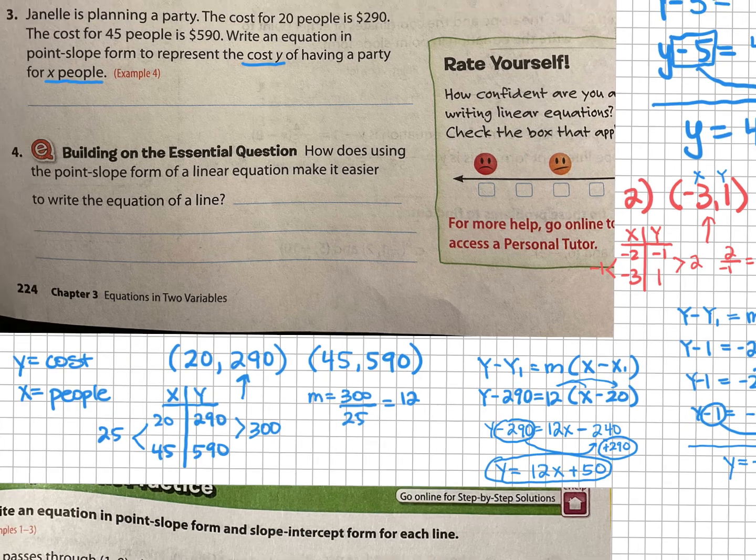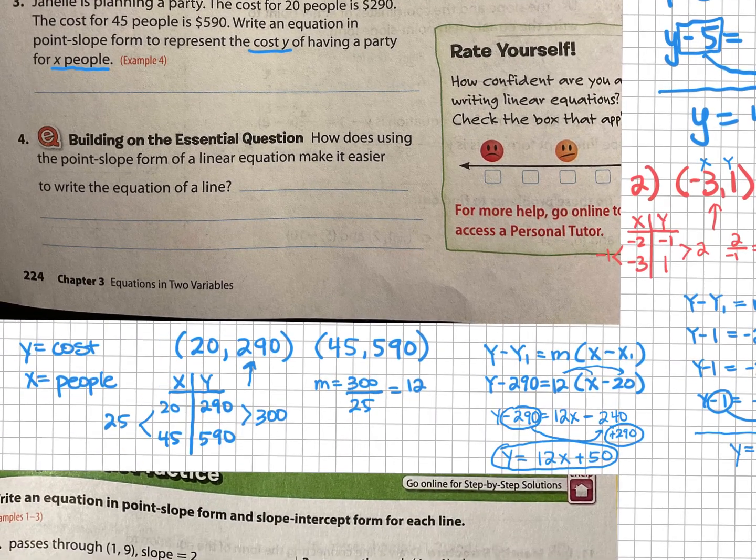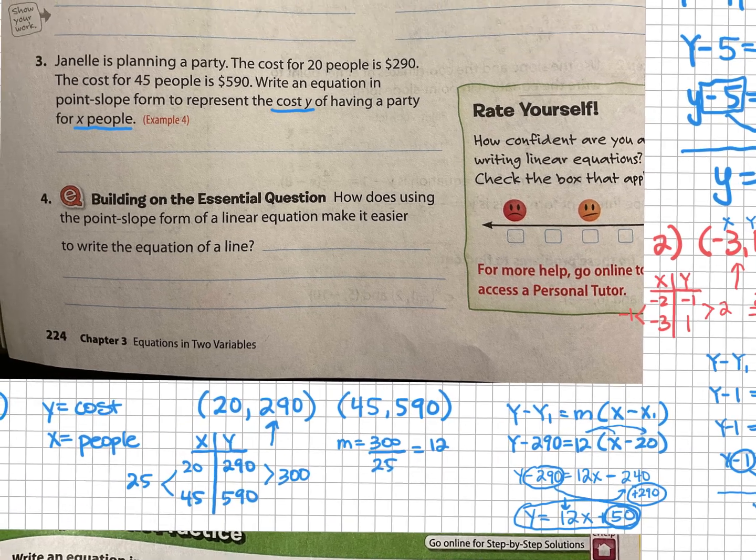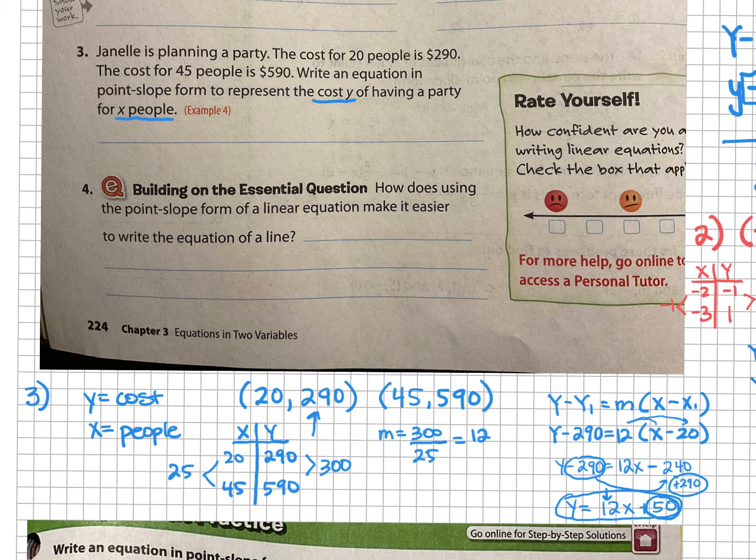What that means to me is that the cost of the party is $12 every time a person comes, it's going to be $12 more expensive, and it costs $50 right up front just to start. So it's $50 plus $12 per person is what that party is going to end up costing. And we could tell that just by knowing two different situations, that 20 people cost 290 and that 45 people cost 590. We basically could use those 2 points, find a slope, and then find an equation.